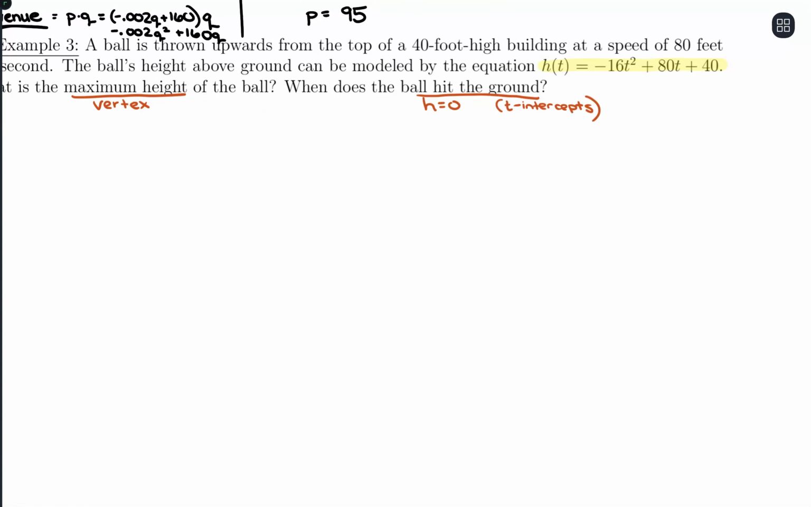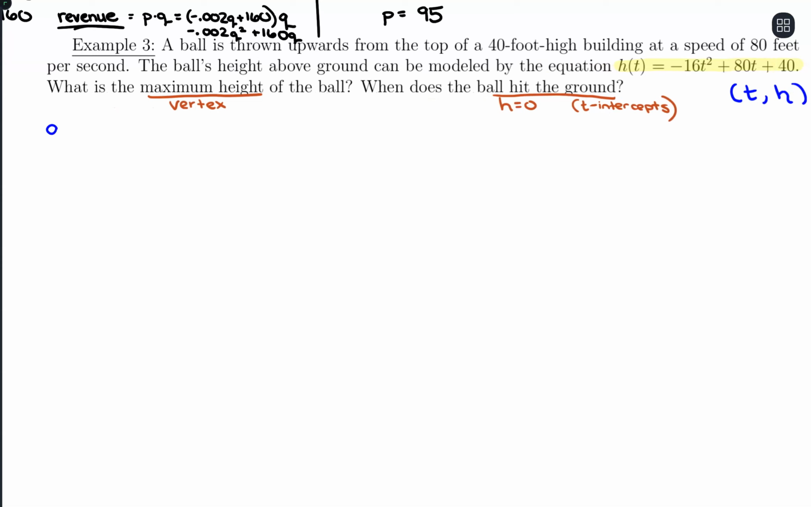What can help too is thinking of when we get coordinates out, our input is t and output is h. So we're working with a equals negative 16, b equals positive 80, and c equals 40. For the first part of the question, getting that maximum height, we're going to take the vertex. So t equals negative b, which would be negative 80, over 2 times a, which would be 2 times negative 16. And that should be 2.5.